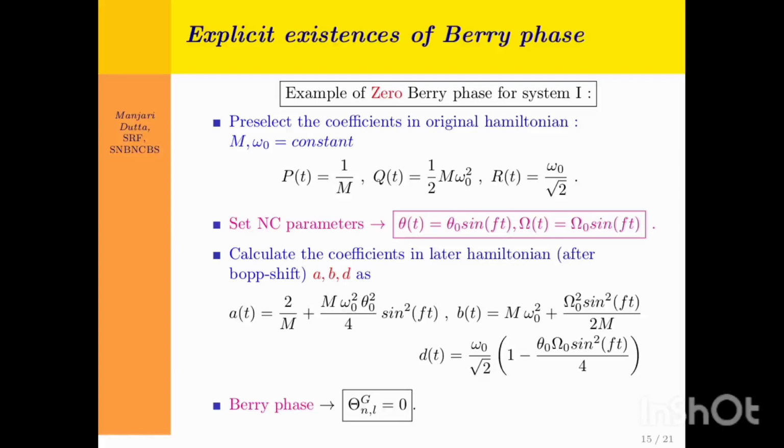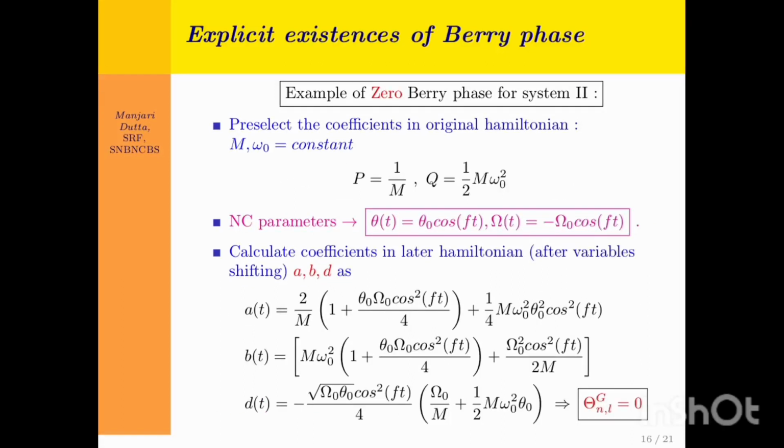This is the example for the first system, where non-commutativity was not necessary to form a geometric phase. Here we set the original Hamiltonian parameters P(t), Q(t), R(t) as constants and set the non-commutative parameters to vary sinusoidally. Interestingly, the phase is revealed to be 0. So, these certain choices of non-commutative parameters show that in spite of the existence of a scale invariant term in the Hamiltonian, the geometric phase may be 0. Let's go to the next example.